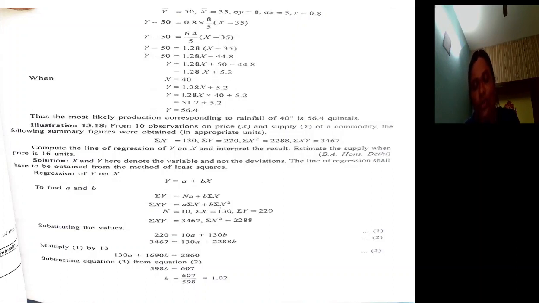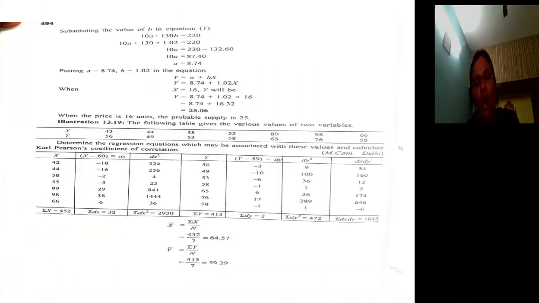Then what we have to do is subtract the second actual equation from the first, the equation we arrived at just now. When we subtract, what we will get is 598b is equal to 607. So b is equal to 1.02. Then we have to substitute the value of b in any one of the original equations.